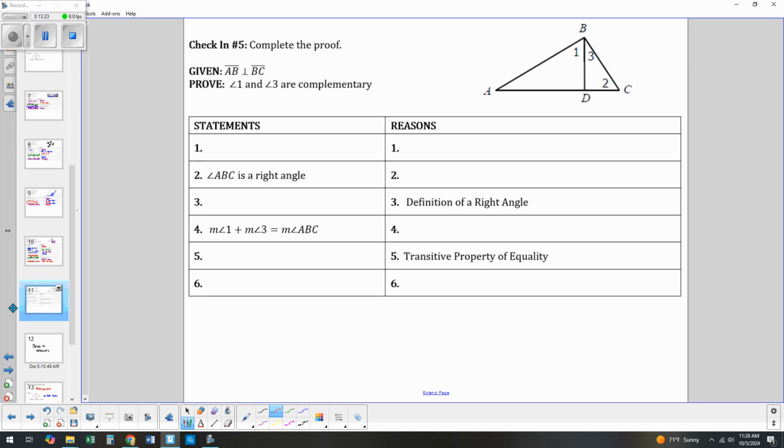So there's one more problem. If you'd like to try it, you can pause. But this is the end of lesson 2.5, angle proofs.